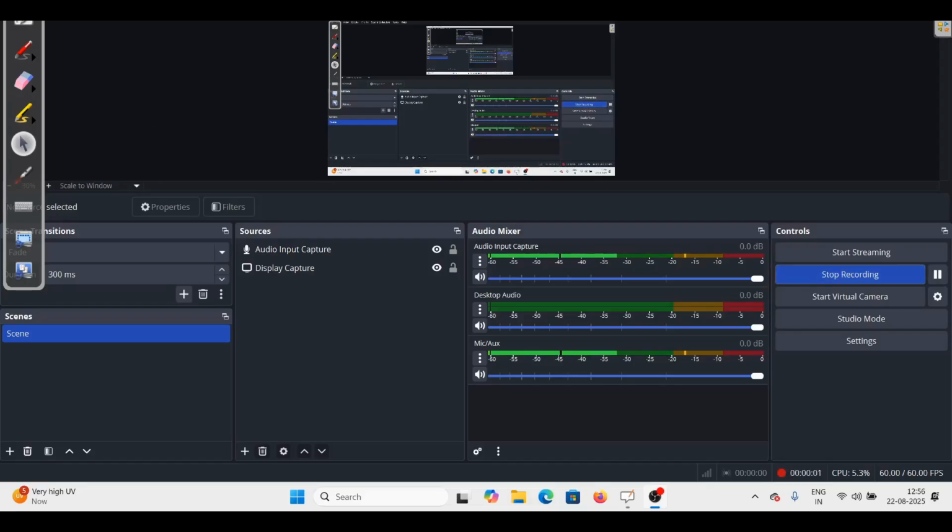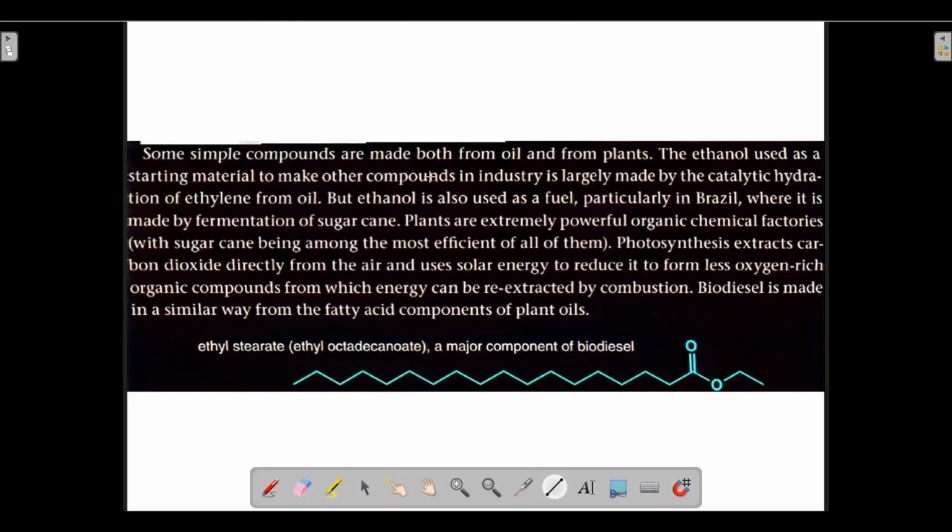Let's move on towards our next paragraph of discussion from Clayden book. Some simple compounds are made both from oil and from plants. What does it mean by this oil? Oil means crude oil, okay? And plant means essential oil from plants, the products which we obtain from plants. And oil means crude oil. So some simple compounds are made both from oil and from plants, okay?